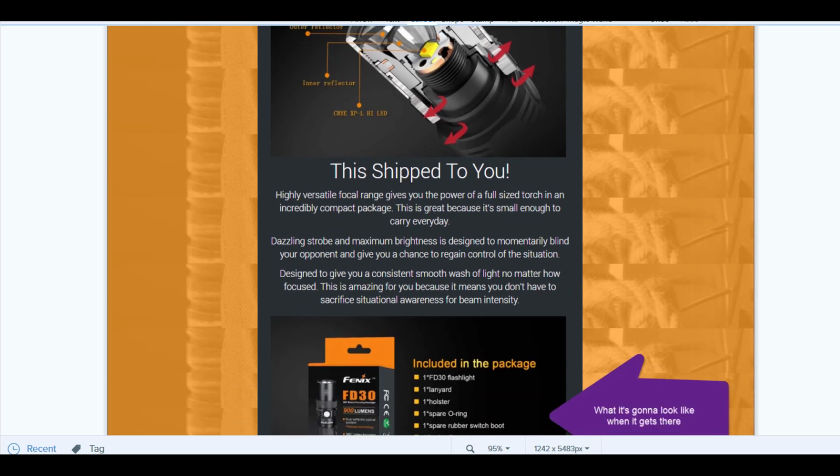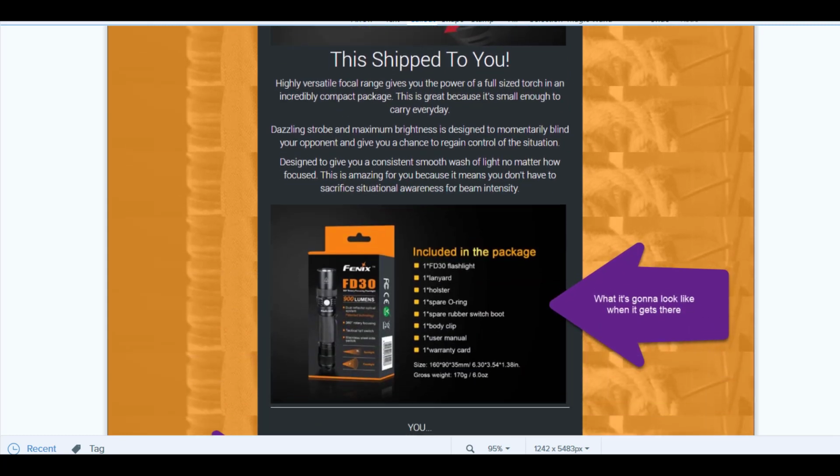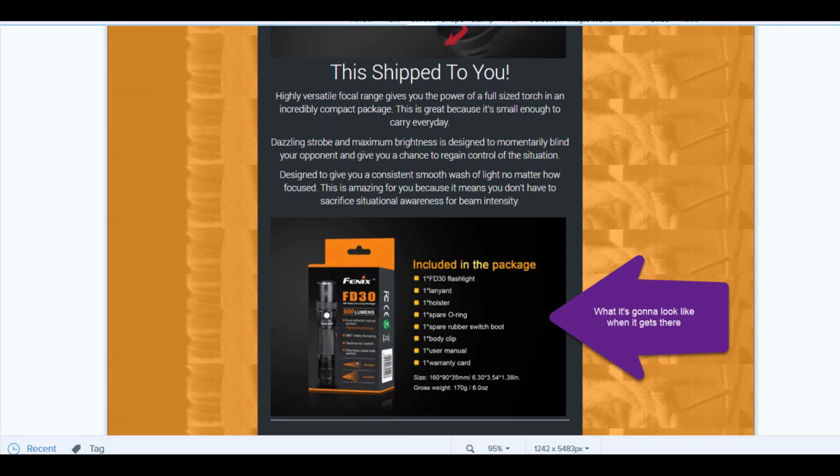And then we say, okay, well, this is going to be shipped to you, and we want to show it to them as it's going to appear, and specifically what's in the package, right? So they got a chance to already see what it'll do for them. Now we're giving them an image of what to expect. This is so that it's clear to them.